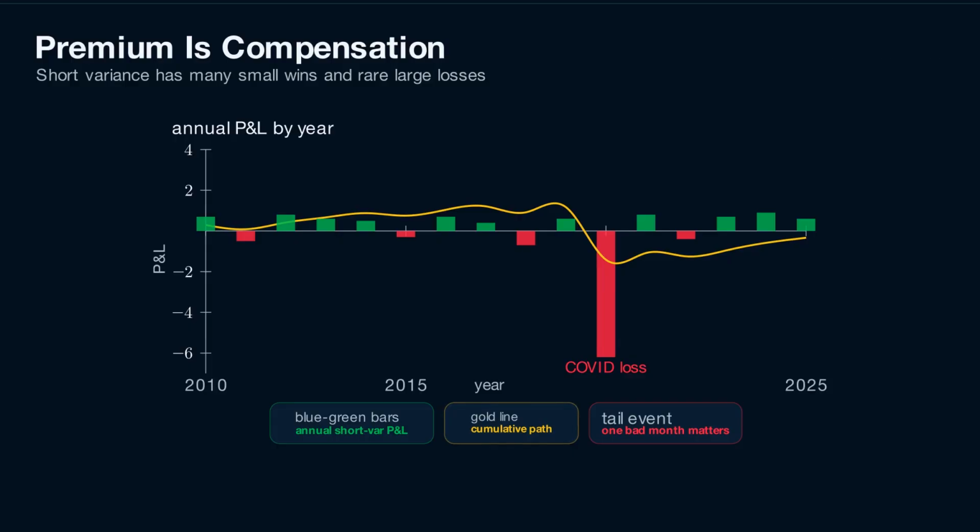In March 2020, VIX closed at 75.47 on March 12th, then set the current closing record of 82.69 on March 16th. And in August 2011, VIX spiked above 48 during the U.S. debt ceiling crisis and European sovereign debt fears. These are the environments where short variance can give back years of premium.